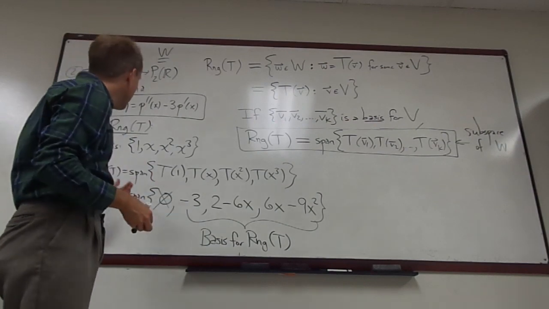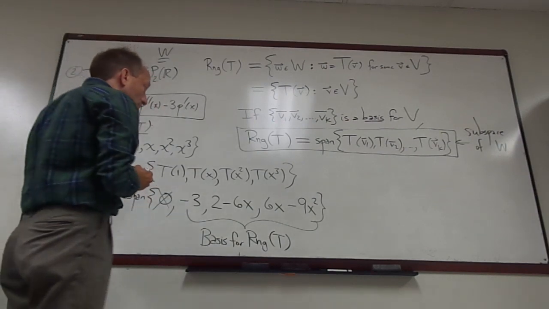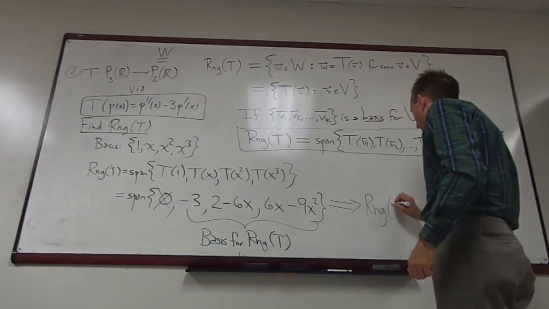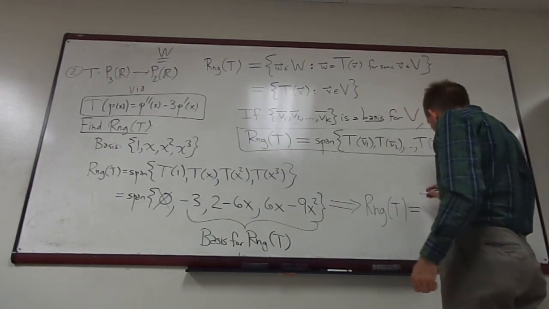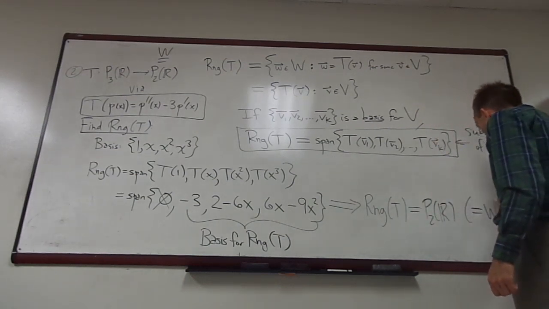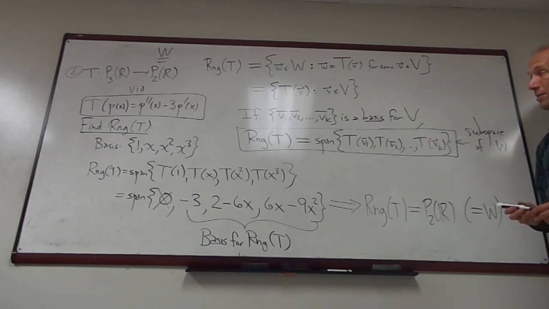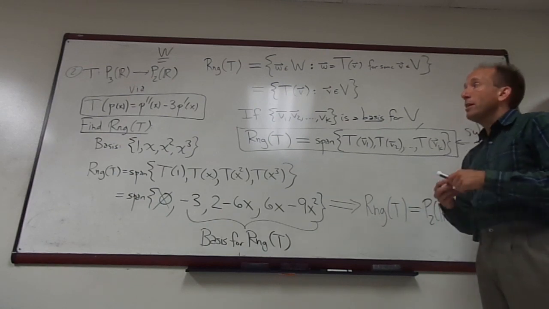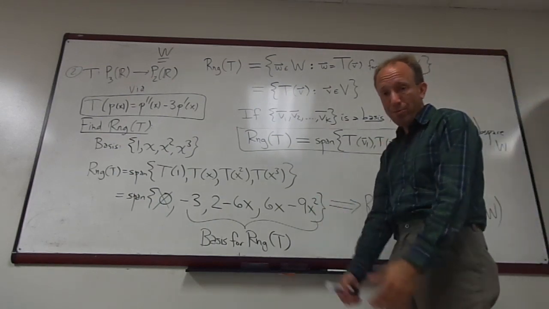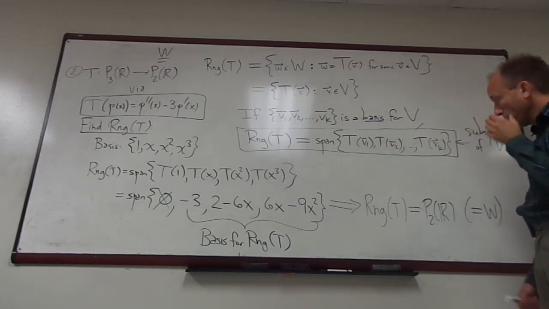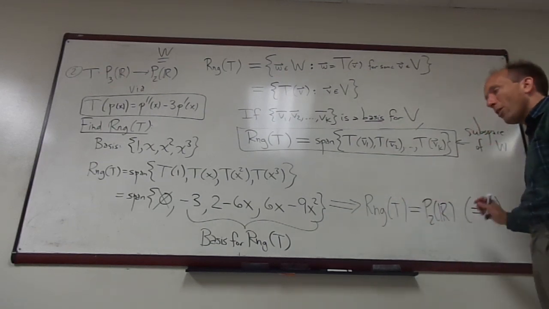So now we know that the range of T, we may not have realized it originally, but the range of T is all of W. It's all of P2 of R in this case. There's a word for that. We say that the transformation is onto if the range is all of W. But don't worry about that too much. That's kind of getting ahead of where we are. But the range in this case is all of W.